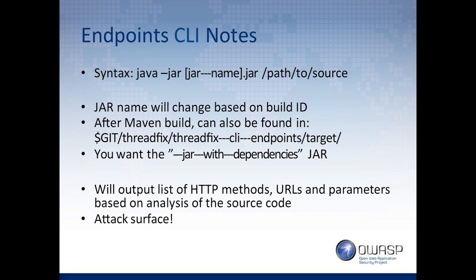But basically you use java -jar, whatever the jar name is, which updates a bit over time as the version increments, and then you just point it at the source of the application. It's the jar with dependencies. And basically what this does is output a list of HTTP methods, the URLs associated with them, and the parameters based on the analysis that the ham engine did on the source code. So this is the application attack surface that we've been talking about.